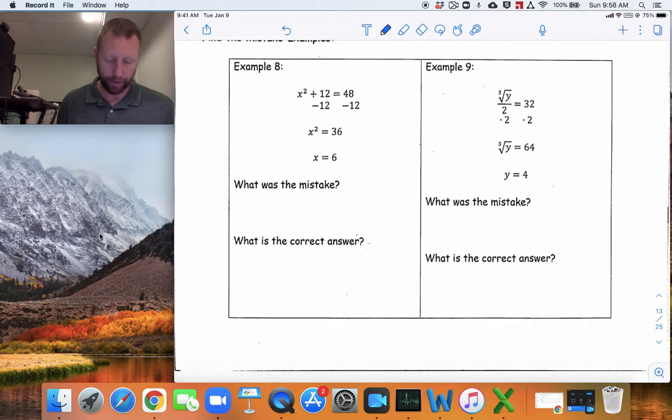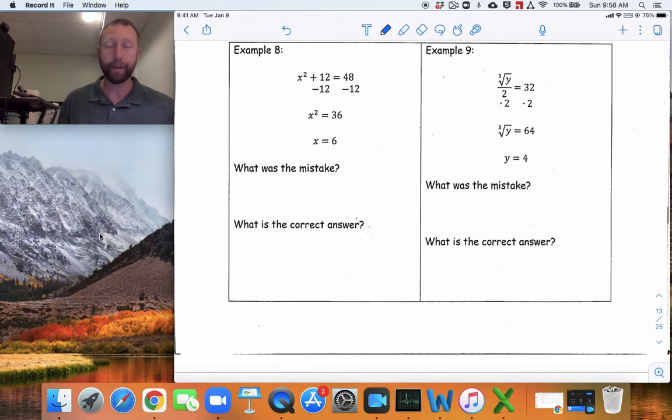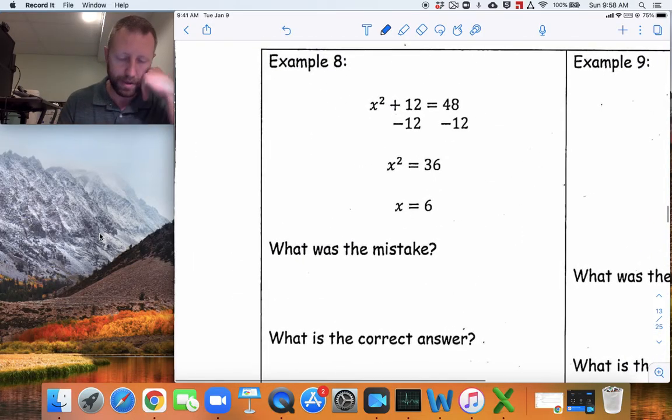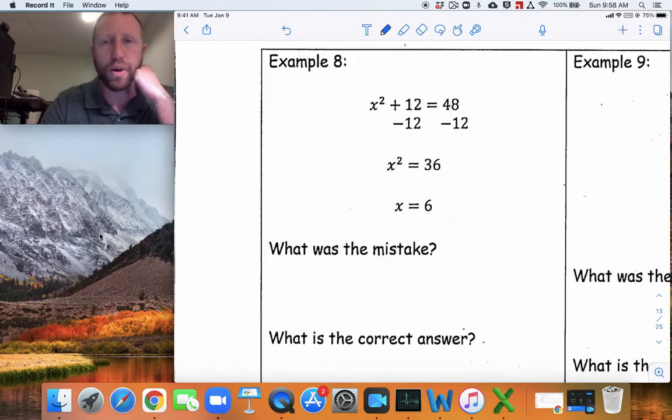All right, only a few more examples left to go here. For example number 8, I scrolled past the directions. Find the mistake examples. So I'm just looking for their mistake here. For example number 8, let's see what they did. I've got x squared plus 12 equals 48. They subtracted 12 from both sides. Beautiful. I don't see any problem with that.